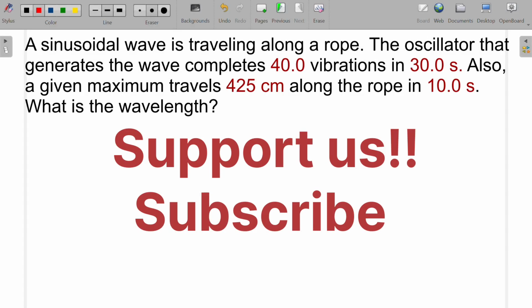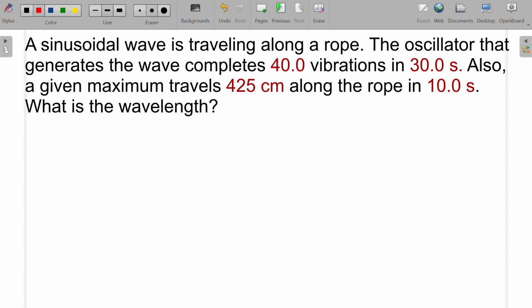Hello viewers, so we have this question that says a sinusoidal wave is traveling along a rope. The oscillator that generates the wave completes 40 vibrations in 30 seconds. Also, a given maximum travels 425 centimeters along the rope in 10 seconds.